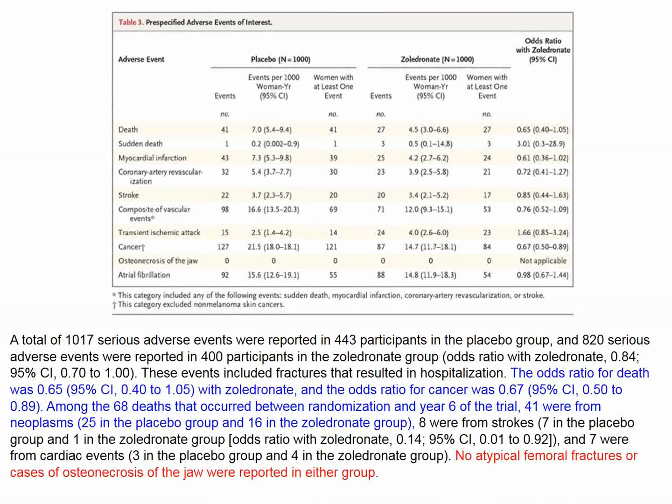And strokes and various other things were not adversely affected. Particularly important is that no atypical femoral fractures, these spiral fractures that are seen in some patients receiving bisphosphonates, occurred, and there were no cases of osteonecrosis of the jaw.